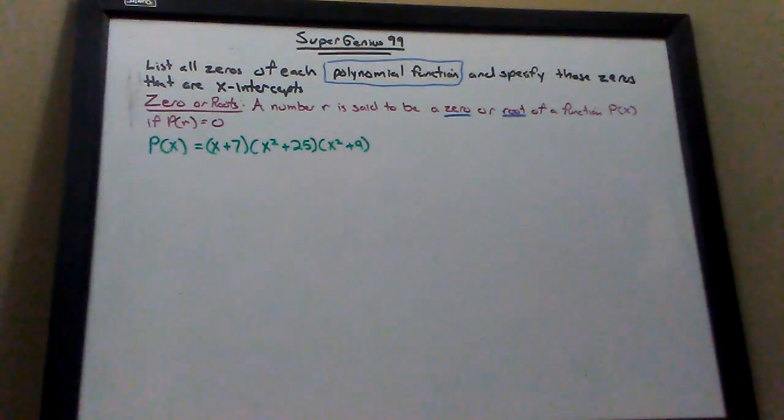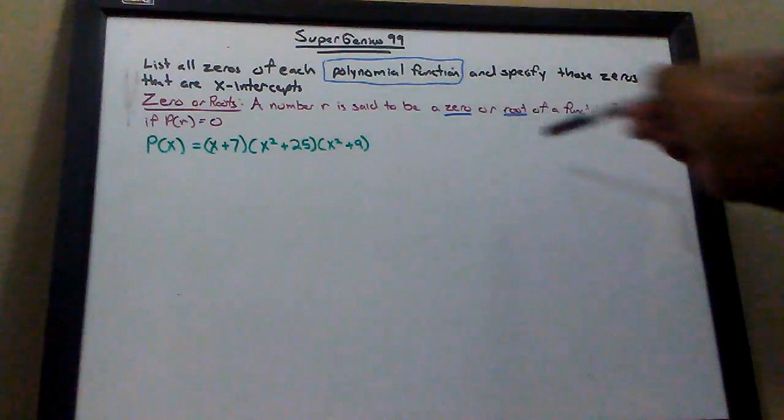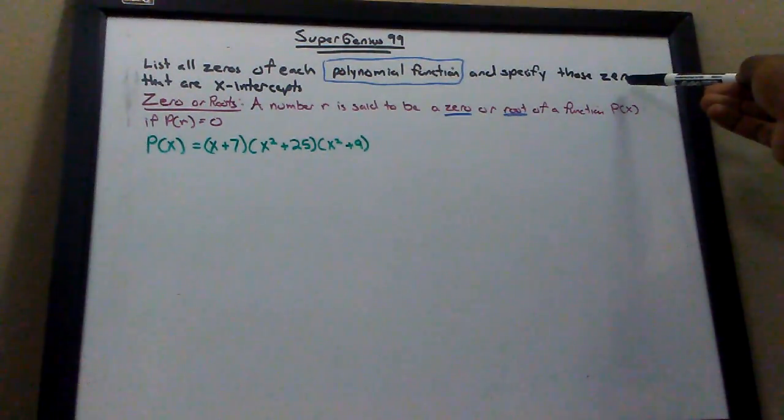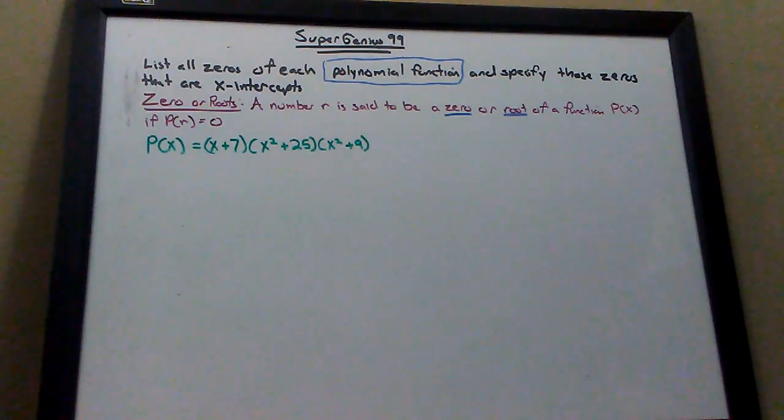Today we will be talking about polynomial functions. Okay, so let's read the problem. List all zeros of each polynomial function and specify those zeros that are x-intercepts. So we're going to be given an equation, a function, okay? We're going to solve it for 0. And then we're going to list the x-intercepts, which are really just the real zeros versus imaginary zeros.